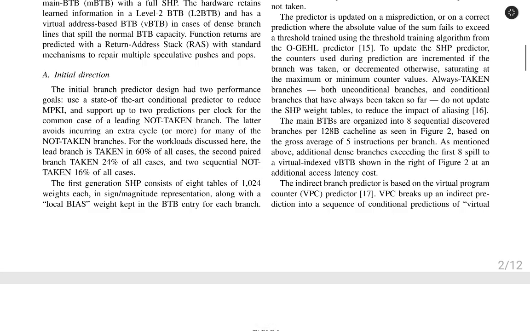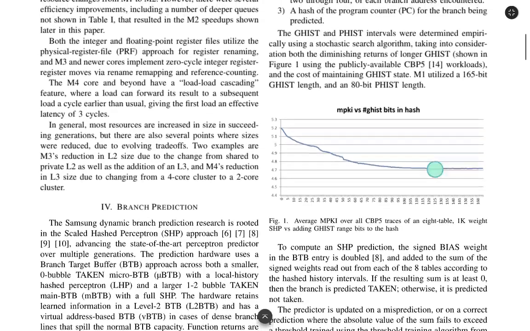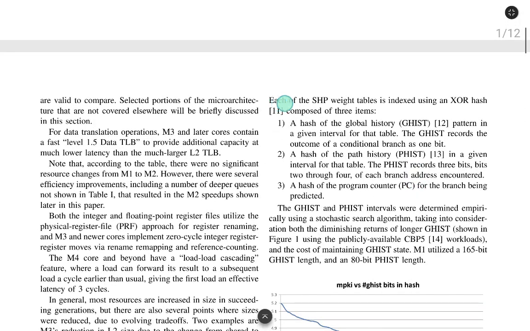The first generation SHP consists of 8 tables of 1024 weights each in sign-magnitude representation, along with a local bias weight kept in the BTB entry for each branch. Each of the SHP weight tables is indexed using an exclusive-or hash composed of 3 items.